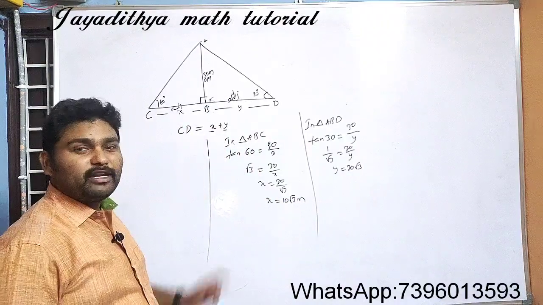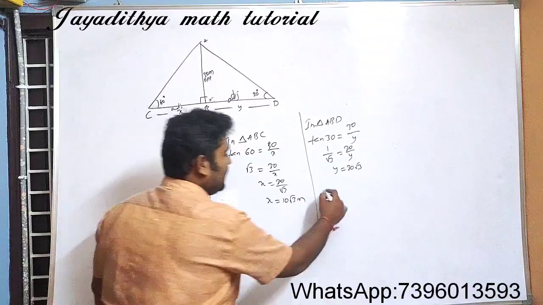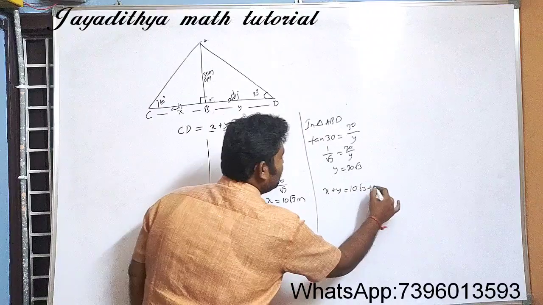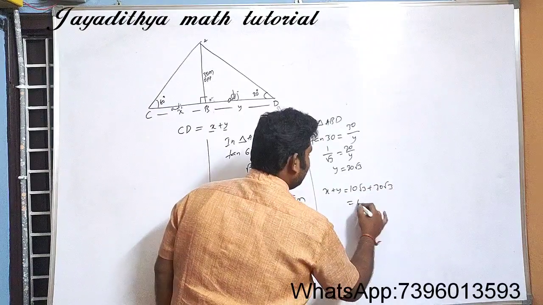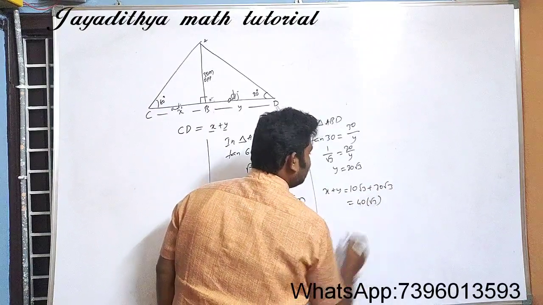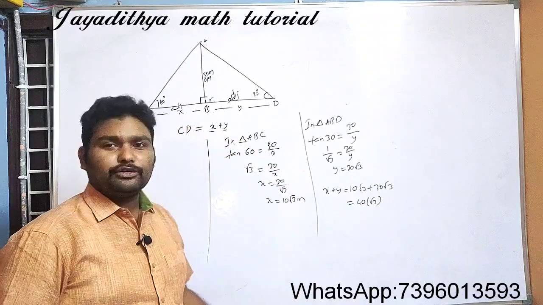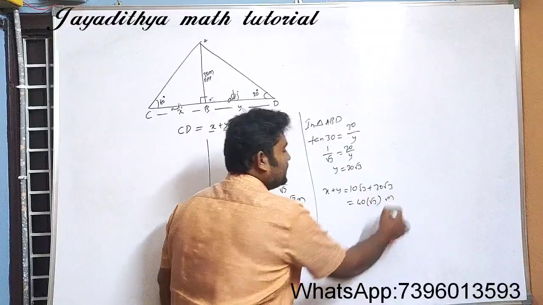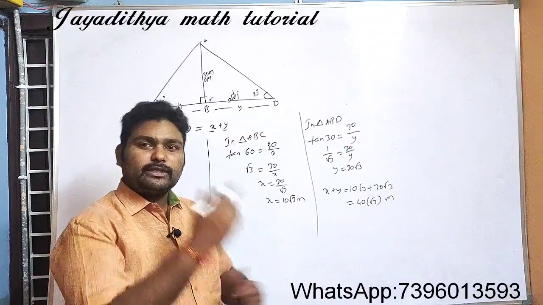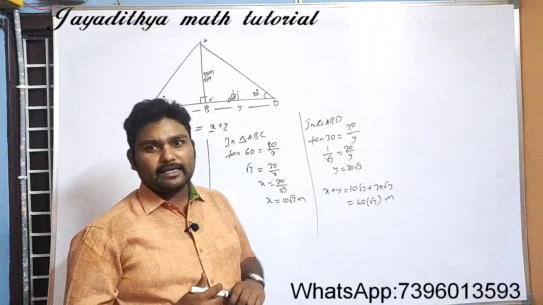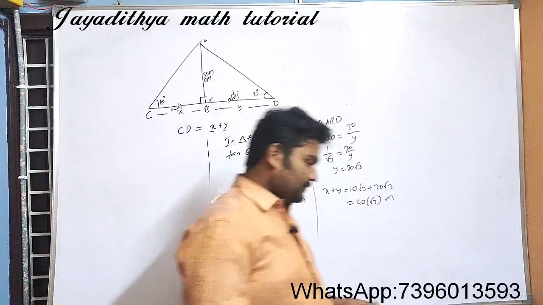Now what is the distance between the 2 persons? That is nothing but X plus Y, which is 10 root 3 plus 30 root 3, which is equal to 40 root 3 meters. The unit is meters. You can stop here. If you still want to calculate, take the value of root 3 as 1.732 and do the calculation, then you will get the exact figure.